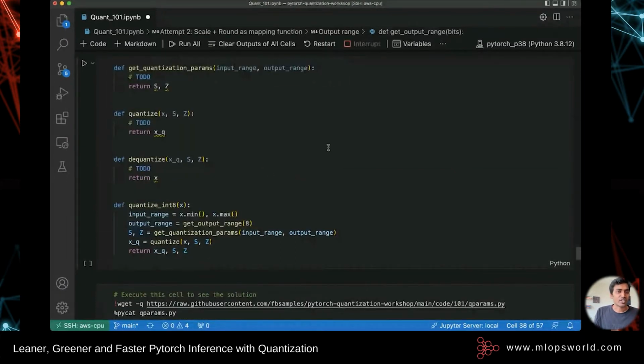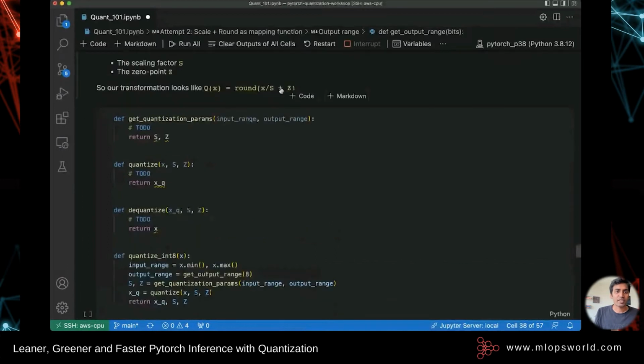So you define 3 functions for that. First of all, you need the parameters. You need S and Z, which depend on the input range and output range. If you remember from the slides, we had some formulae. I don't expect you to remember that if you don't already know it. So that's fine. Once we have the parameters, we can actually run this function. So quantize would do that. It would plug in x, s, and z in this and return to you the quantized value of x.